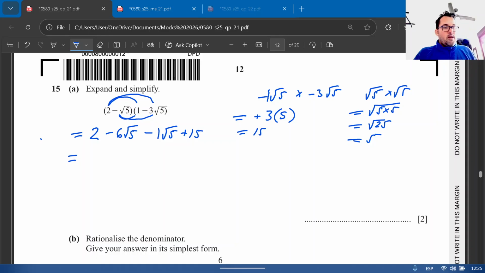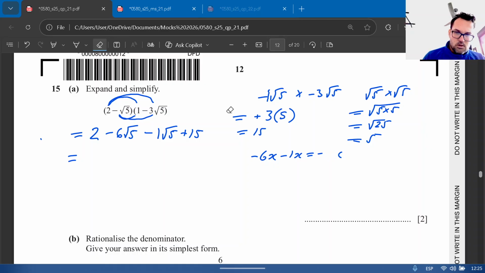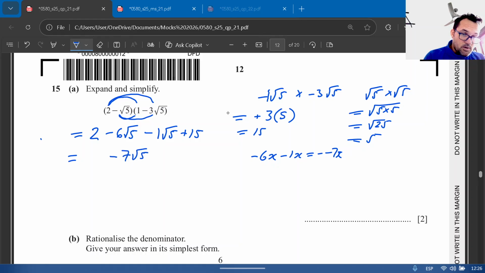Okay. Now, remember what I said? That square root 5, you can imagine it like an x. If I had minus 6x minus 1x, I'll have minus 5x. Okay. So minus 6, no, you won't. That's a silly mistake. Because minus 6 minus 1 is minus 7. So we'll have a minus 7 square root 5, not x.